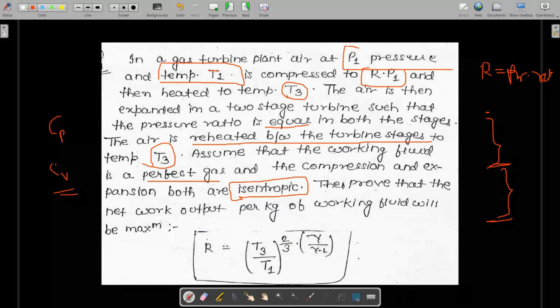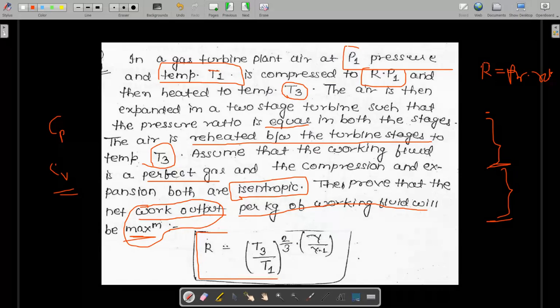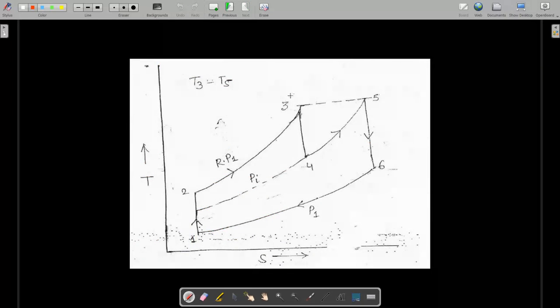Then we have to prove that for the maximum net work output per kg of the working fluid, the pressure ratio should be T3 by T1 raised to 2 by 3 times gamma minus 1 upon gamma. So whatever is in the data that is given, I have drawn here a TS diagram.